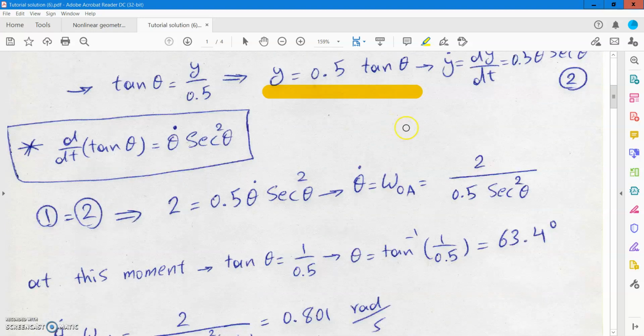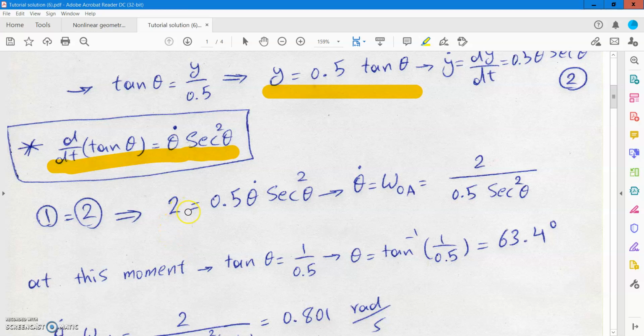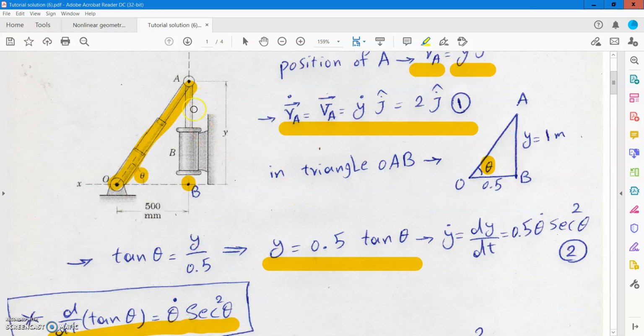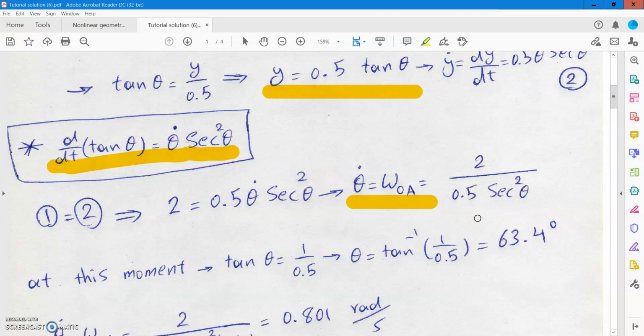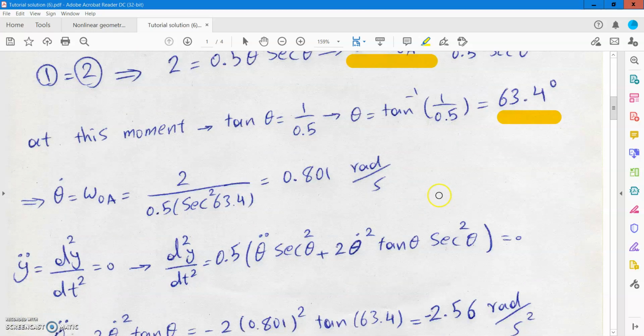Okay, so this is the formula. The next step, if you use equation 1 and equation 2, you can conclude that theta dot, which is the angular velocity of OA, is equal to 2 divided by half times secant squared of theta. To find theta at this instant, we know that y is equal to 1 and OB is equal to half, so theta is equal to 63.4 degrees, because theta is the inverse tangent of 1 divided by half. So theta dot at this instant can be calculated.